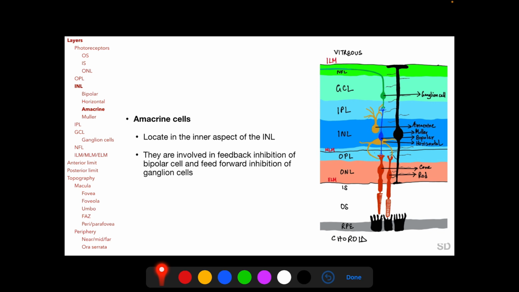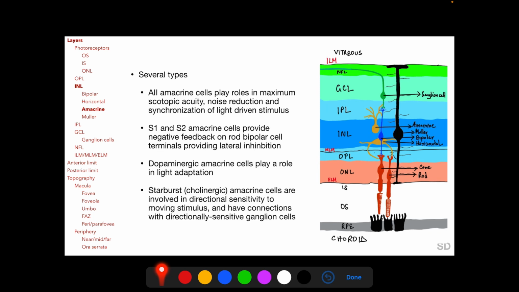The amacrine cells are located in the inner aspect of the inner nuclear layer, and they are involved in feedback inhibition of the bipolar cell and feed-forward inhibition of the ganglion cell. Several types of amacrine cells exist. The A2 amacrine cells, as we have seen, play a role in maximum scotopic acuity. The S1 and S2 amacrine cells provide negative feedback on rod bipolar cells. The dopaminergic amacrine cells play a role in light adaptation, which we will discuss in the next session. And the starburst or cholinergic amacrine cells are involved in directional sensitivity to moving stimuli and have connections to directionally sensitive ganglion cells.